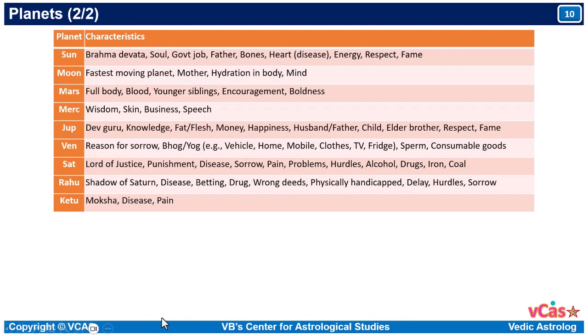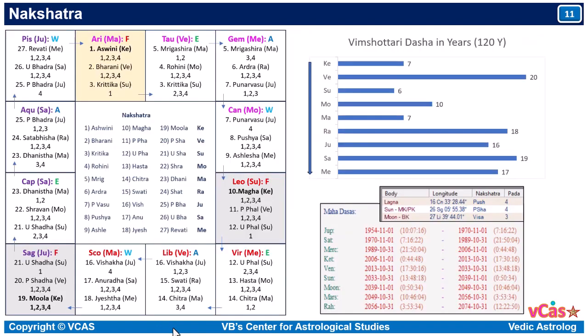All planets have certain characteristics as shown here. For example, people governed by the moon, like those with the moon as their Atmakarak or their Lagna Lord, love traveling as the moon is the fastest moving planet. I have seen them having lunch and dinner while standing or walking.